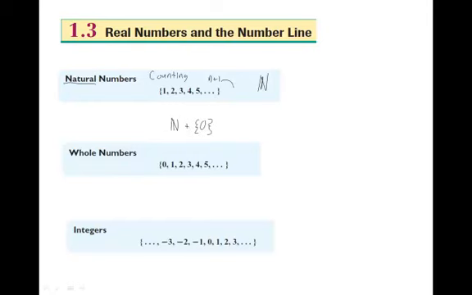The integers, they're all the whole numbers, and they're the negative whole numbers too. And of course, we don't have a negative 0. But integers are very similar to the whole numbers. They also have the opposites. So negative 1 is the opposite of 1. It has the whole numbers and its opposites. And we're going to represent integers with a Z here.